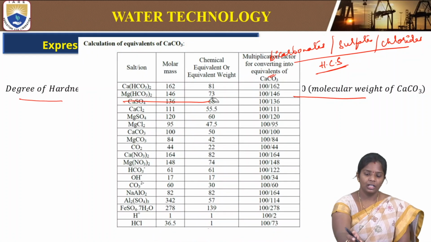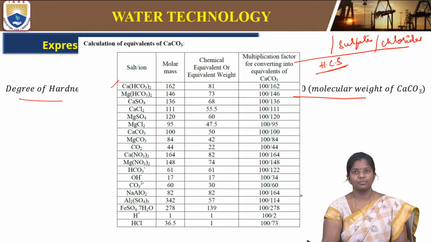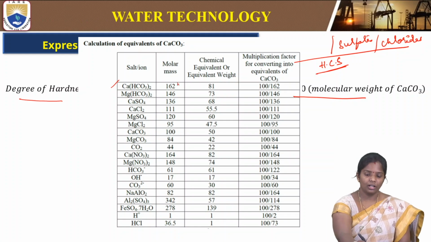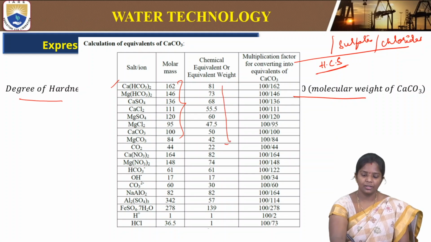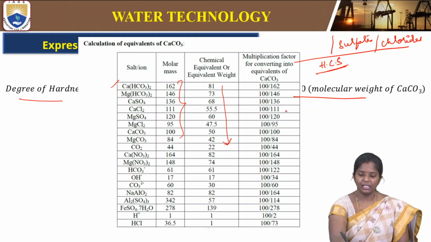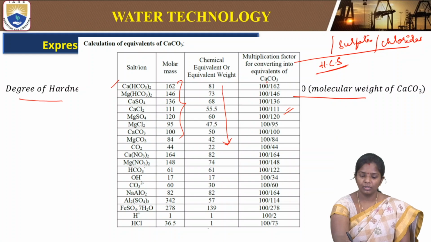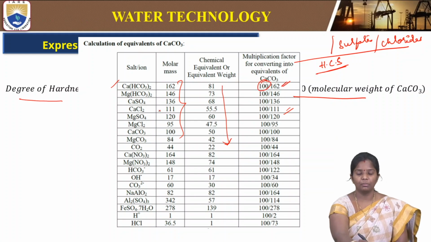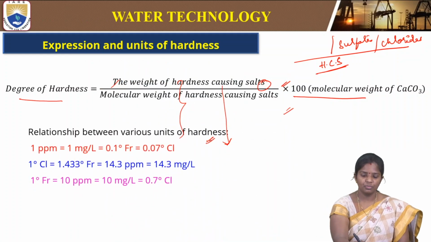There are a lot of salts like this present that cause hardness, like calcium bicarbonate, magnesium bicarbonate, calcium sulfate, chlorides, etc. Their molecular weights are these, so we have to either mark up or calculate them during the problem solution. These are the equivalence weights of that particular hardness causing salt, and the multiplication factor is 100, which is the molecular weight of calcium carbonate, divided by the molecular weight of that particular hardness causing salt.